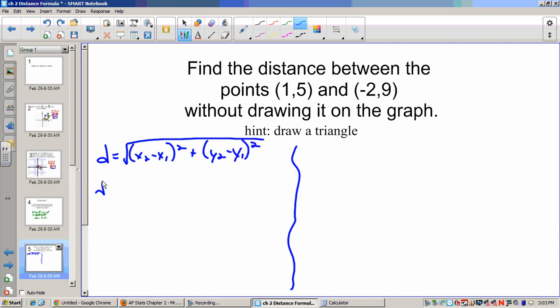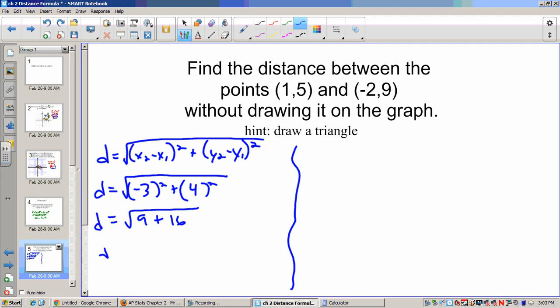If I use my formula, my distance is going to be negative 2 minus 1, which is negative 3. So I'm going to take negative 3 squared plus y2 minus y1, which is 4 squared. And that's going to be 3 squared, which is 9, plus 4 squared, which is 16. So d is going to be the square root of 25, which is 5.